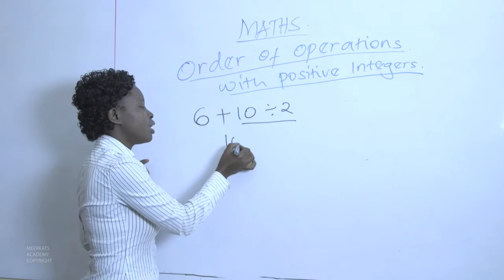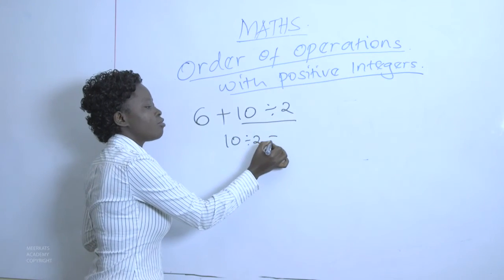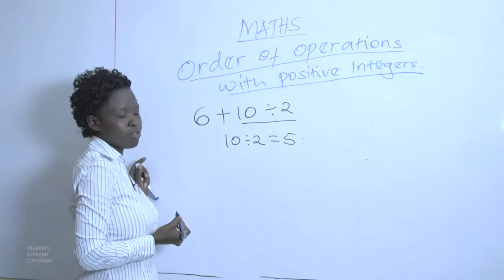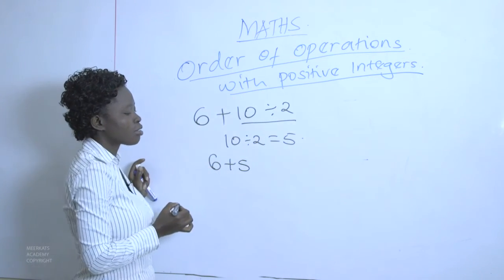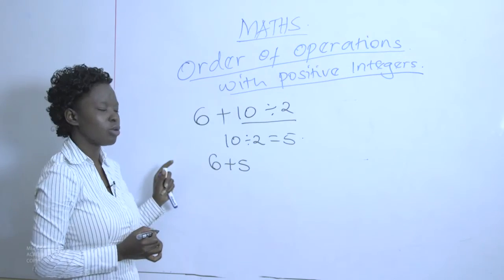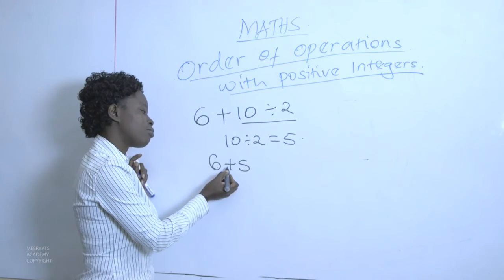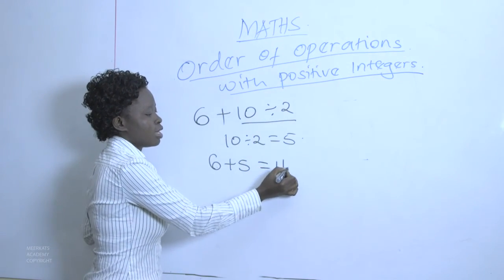So we have 10 divided by 2. 10 divided by 2 is 5. So this means that we will have 6 plus 5. So the next operation we are going to carry out is addition. So 6 plus 5 gives us 11.